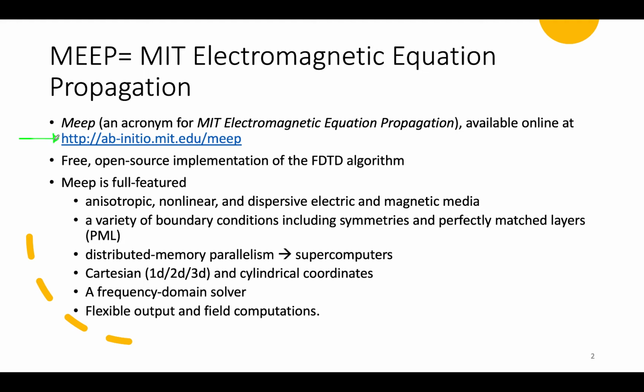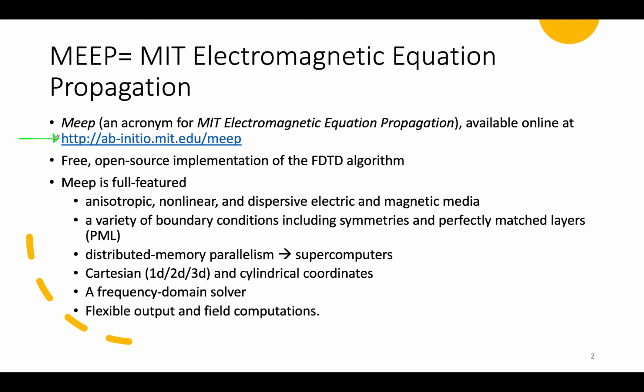Meep includes several basic and more advanced features, including support for describing anisotropic, nonlinear, dispersive electric and magnetic media. It provides a set of different boundary conditions. For instance, boundary conditions to express symmetries, so we can save part of the domain by using a symmetry condition, and also boundary conditions to express open regions such as PML, or perfectly matched layers.